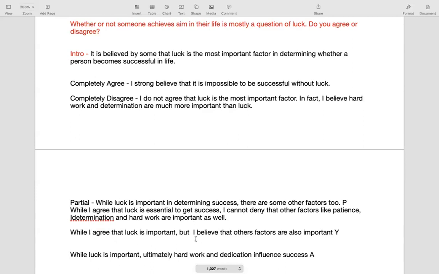But I believe that other factors. Okay, but should not come. Now, is there a problem here or no? Is it good? No. What's the problem? I agree that luck is important, but I believe that, again it complicates that. I believe that, have to remove. Okay. Now, is it okay or no?